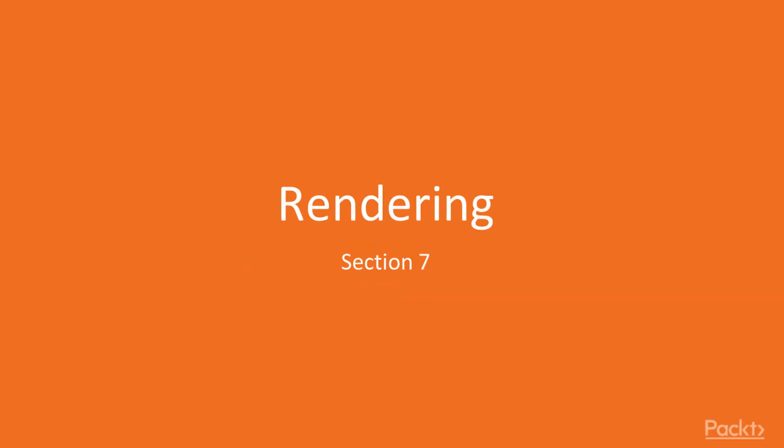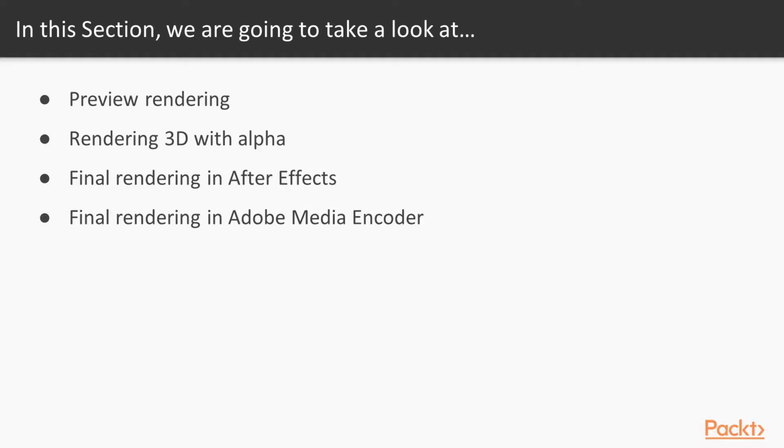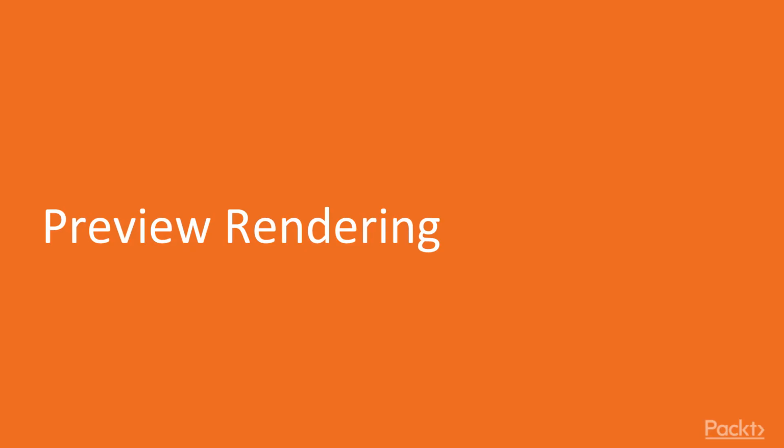In this section, we'll look at rendering our project. We'll learn about preview rendering, rendering 3D with an alpha, rendering in After Effects, as well as using Adobe Media Encoder to render our files. In this video, we'll take a look at rendering to our preview.